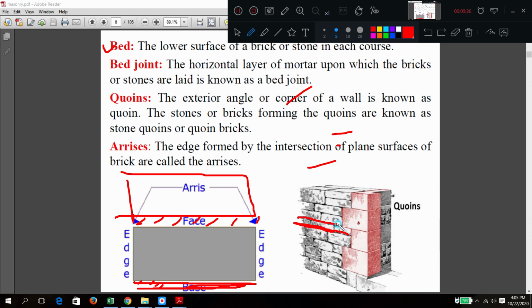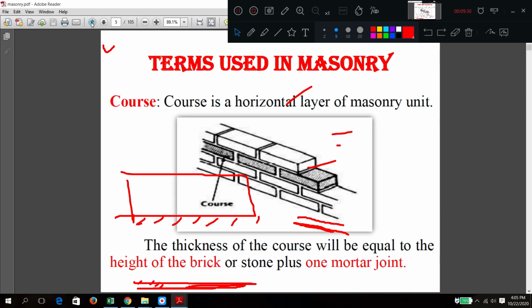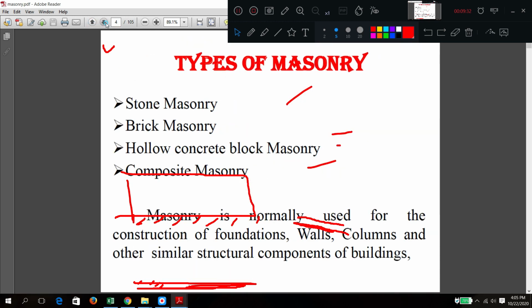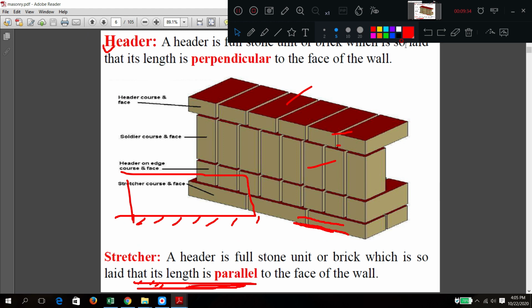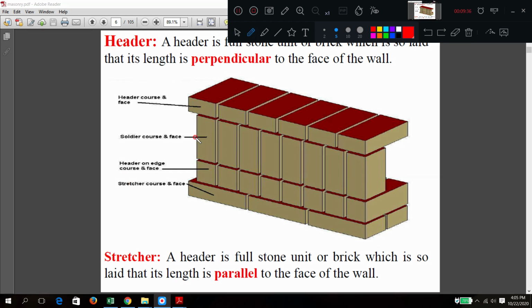Along this line, if you see that diagram, bed and bed joint, where is that? Here only you can see the joint coming here, which is called bed joint. So this surface of the brick is called bed. Okay.